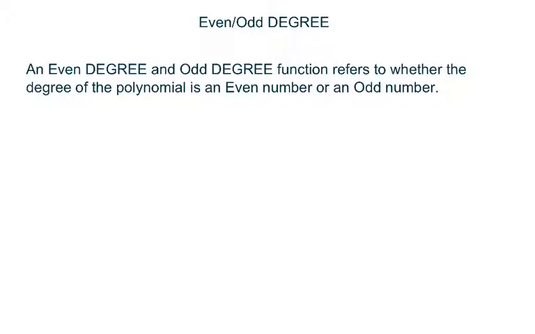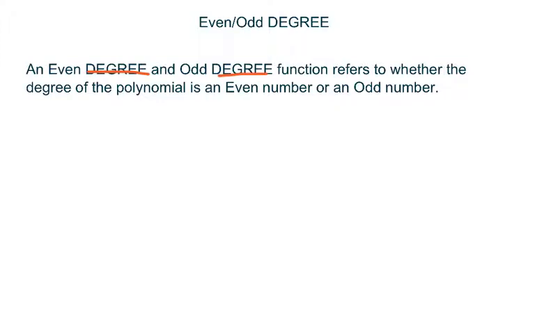This video is on even and odd degree functions. Now, an even and odd degree function refers to whether the degree of the polynomial is an even number or an odd number. Now, here's a couple of things. One, we're really focusing on the fact that we are talking about degrees, because in a week we're going to have even and odd functions, and that's something totally different.